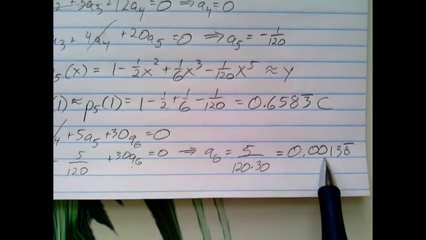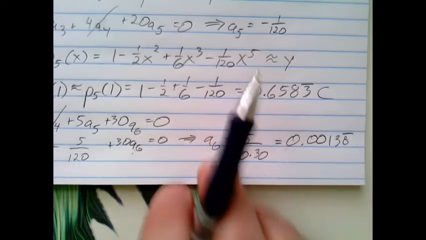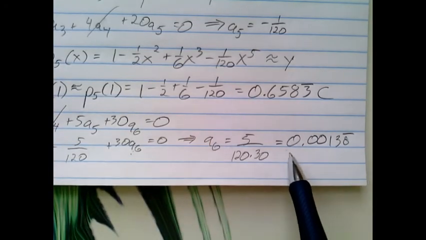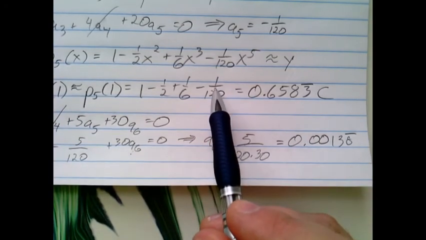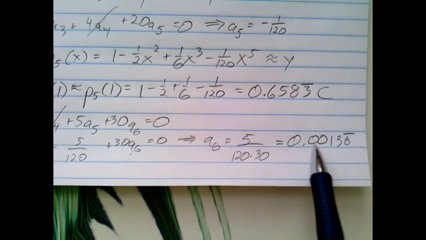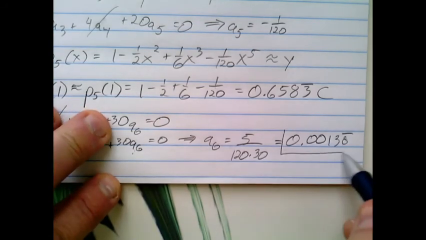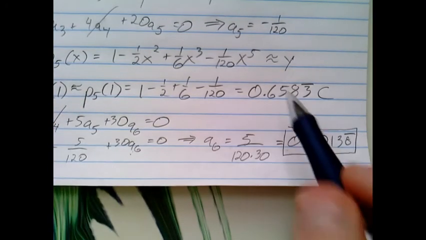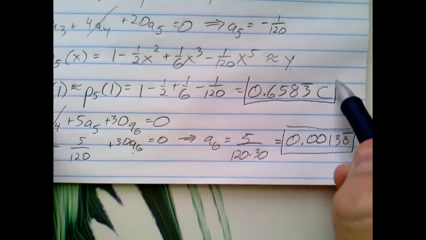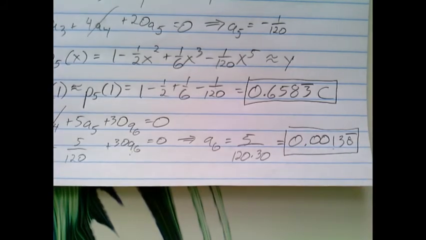Okay, my sixth term. I mean, technically my next term would be that times x to the 6, but since we're plugging in 1 for x, the next term of this alternating series would be that number, which means that number is an upper bound on my error. So this is my answer. So my approximation for the charge after 1 second is only off by at most a little over 1/1000th of a coulomb, which is not a bad error.